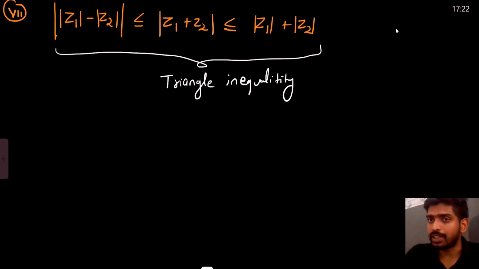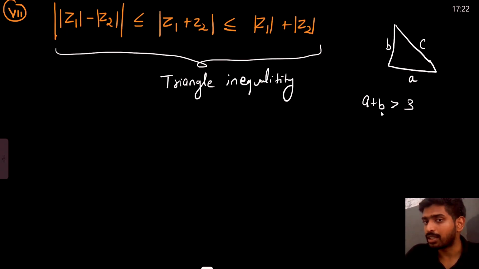We have seen, when we draw a triangle, suppose this is a triangle. This side length is A, this side length is B, this side length is C. So the sum of two sides, A plus B, is always greater than the third side, which is C. Got it? And the difference of two sides is always less than the third side. Got it? These two are the triangle inequalities. So using this, we can prove this property.